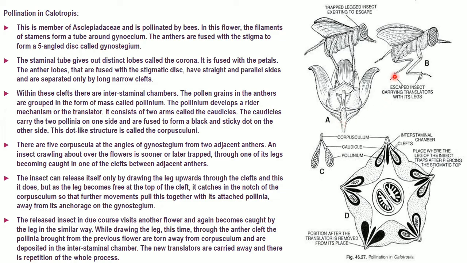Actually, when the insect sits, it is getting entangled, and when it is trying to escape, that time this portion, that we can call a translator, will be taken, and after removing, this is the way it will look. And when it is visiting another flower, the same process happens. By that time it will be falling on that, and there the pollination takes place, and there again the germination of pollen grains also will take place. So this is what is hercogamy.